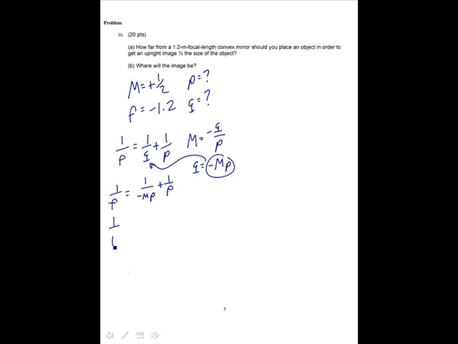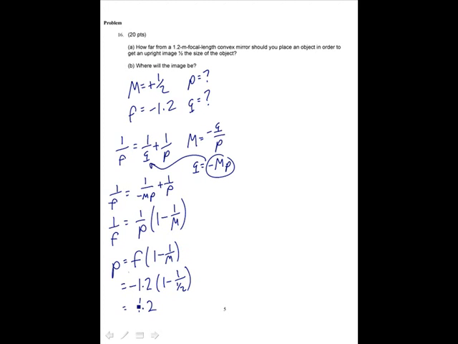I can factor out a 1 over P, 1 minus 1 over M. And then if I solve this for P, multiply both sides by P, multiply both sides by F, I get P is equal to F times 1 minus 1 over M. Let's see, that is 1.2, positive 1.2. So P is positive 1.2 meters.